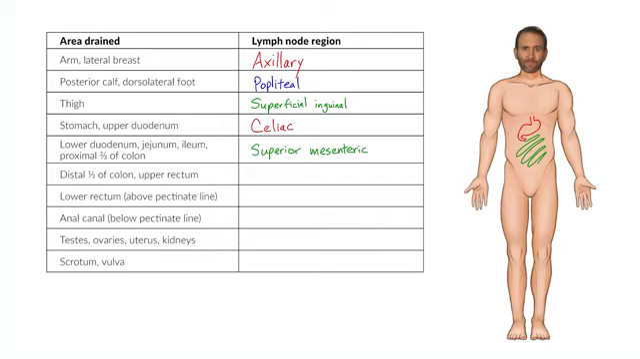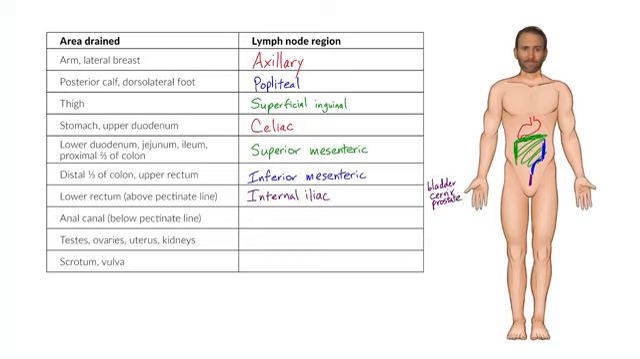And then the proximal two-thirds of the colon, from the cecum to the splenic flexure, drain to the superior mesenteric nodes as well. When you get to the distal third of the colon, the descending colon and the sigmoid colon, and the upper part of the rectum, all of that drains to the inferior mesenteric nodes. The lower rectum and the anal canal above the pectinate line drain to the internal iliac nodes, along with the urinary bladder, the cervix, and the prostate.